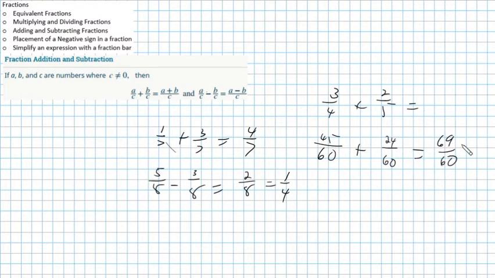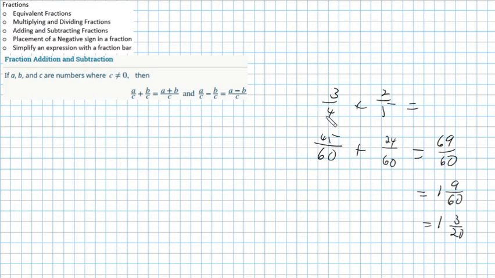So I think this is called an improper fraction. You could rewrite this by seeing how many times 60 goes into 69. That's 1, leaving you 9 over 60. And of course, this can be simplified a bit. 3 into 9, 3. 3 into 60, 20.